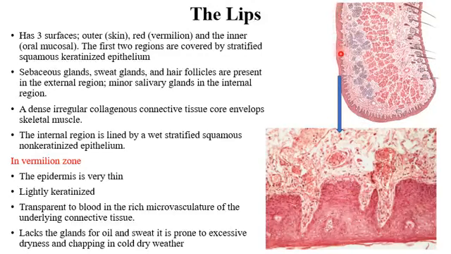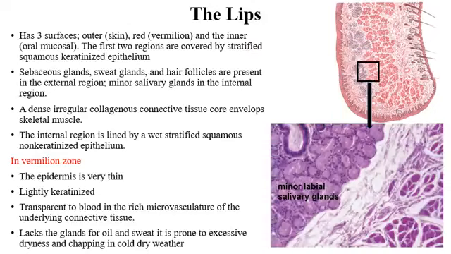The inner surface of the lips is lined by thick, non-keratinized stratified squamous epithelium. Underneath the epithelium, there are aggregates of minor salivary glands. The core of the lips is formed of dense, irregular connective tissue. This tissue contains bundles of skeletal muscle fibers. These fibers allow the lips to be highly mobile for ingestion, speech, and other forms of communication.